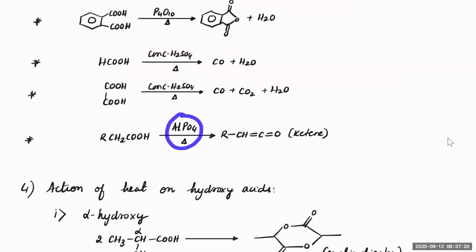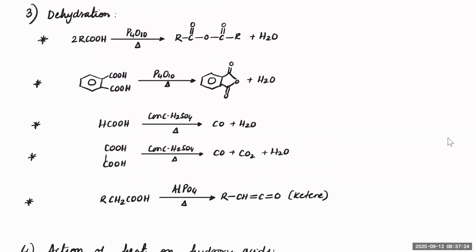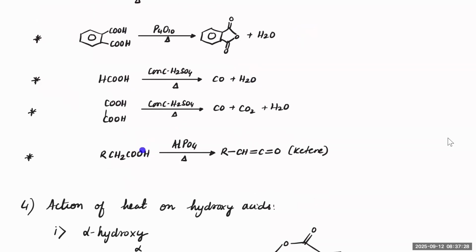With aluminum phosphate, instead of removing water between two acid molecules and making an anhydride, aluminum phosphate helps in making a dehydration internally. So the OH from here and H from here can be removed internally, and that brings you ketenes.